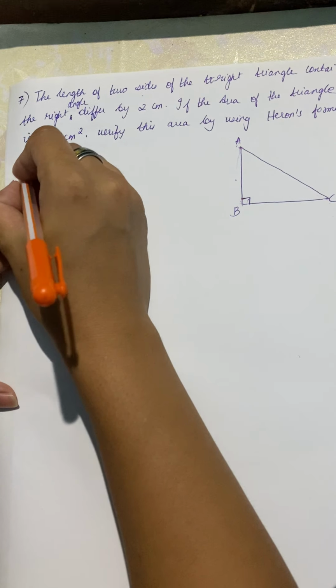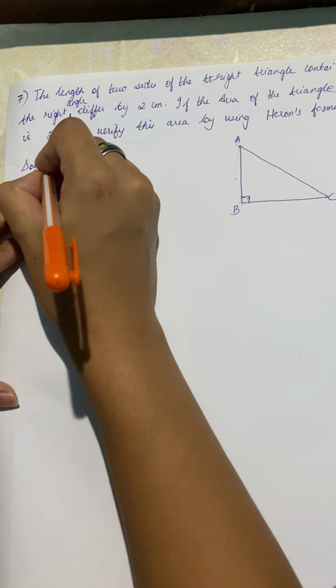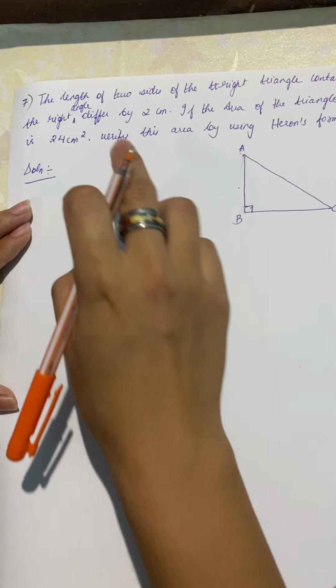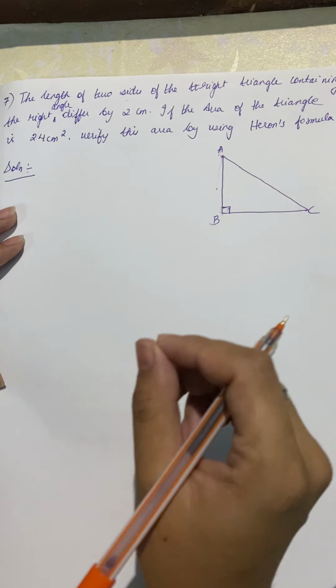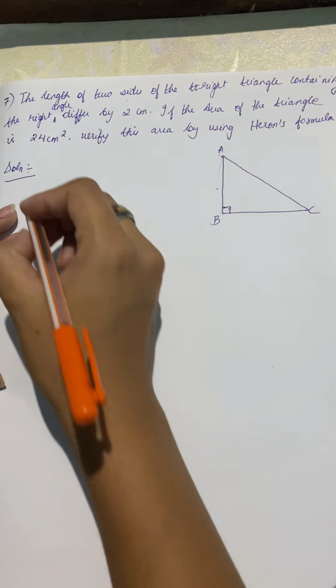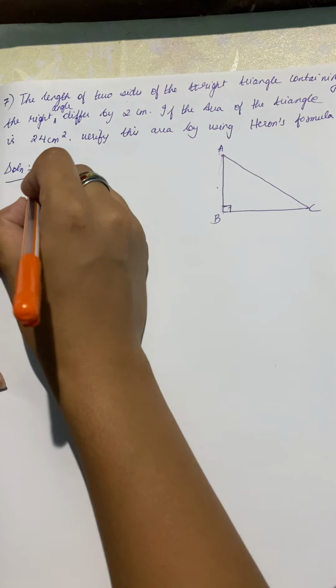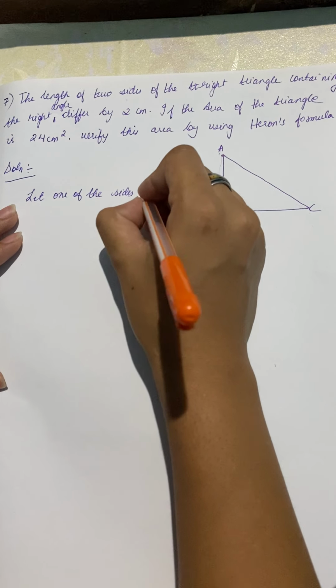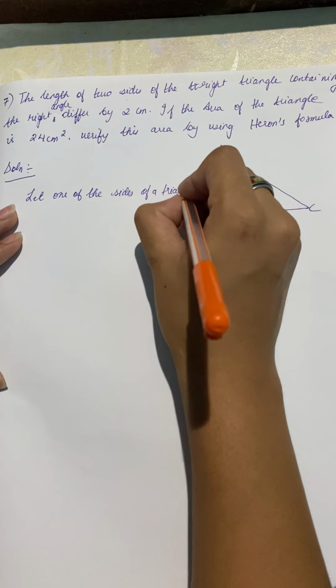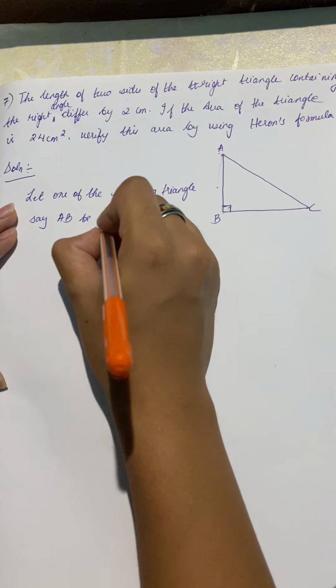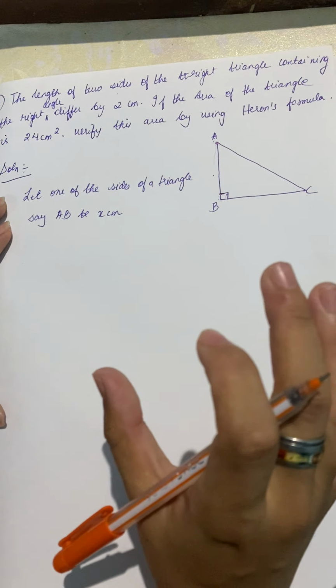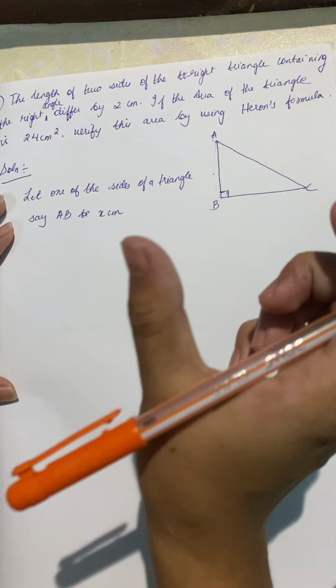Now let's see. Solution. Now the question is clear. What is the question? The lengths of the two sides of the right angle differ by 2 centimeter. That means one of the lengths is greater than the other by 2 centimeter. Clear? Therefore, let one of the sides of the triangle, AB, be x centimeter. They differ means there's a difference.